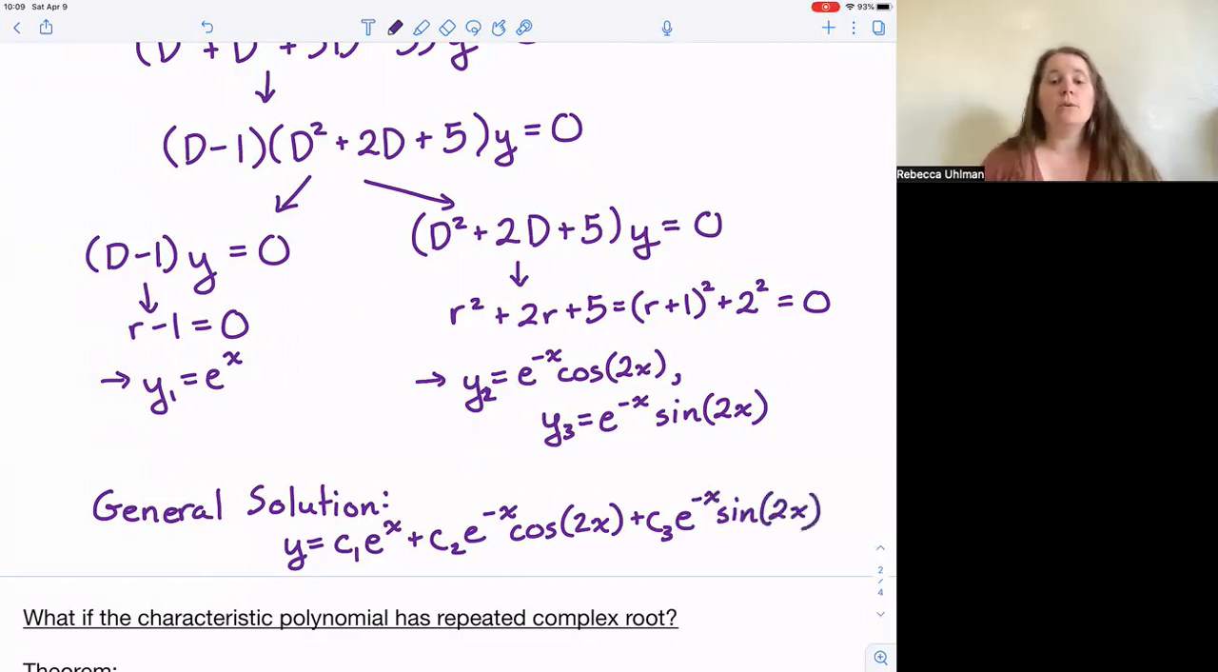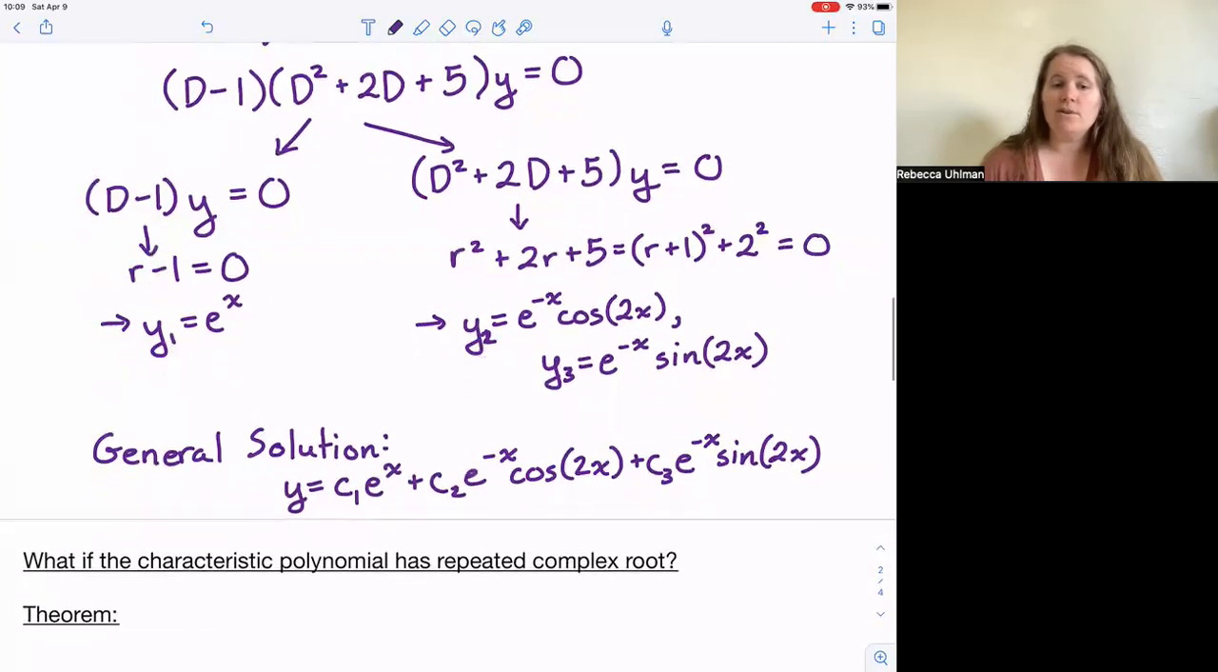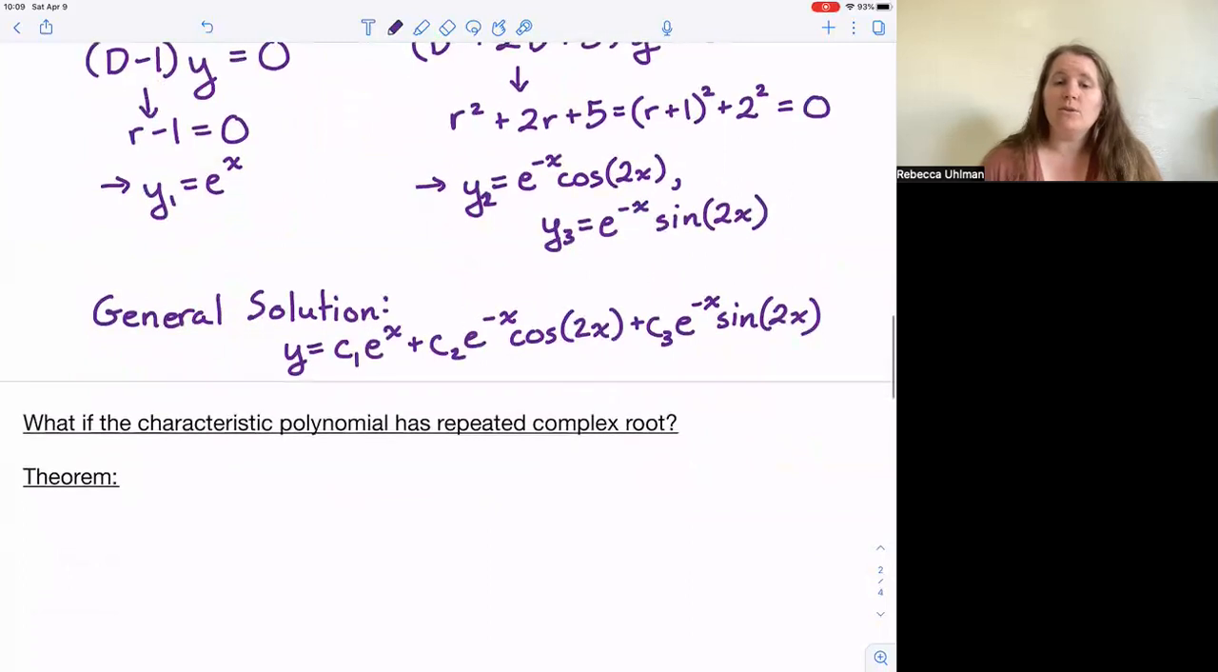Once again, we were able to boil this down to a second order equation. We know how to solve those second order equations where we have the complex roots of our characteristic polynomial. And so we could solve directly from there. Now we're going to run into a complication we have not seen before, which is what if the characteristic polynomial has repeated complex root? So this can happen as long as we have a fourth order polynomial or higher.